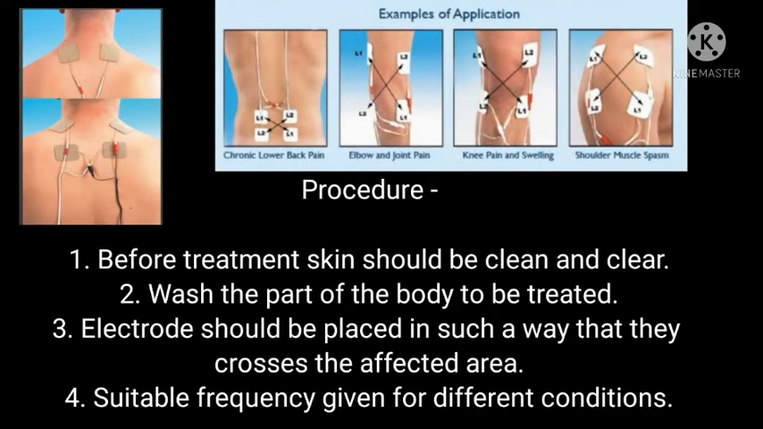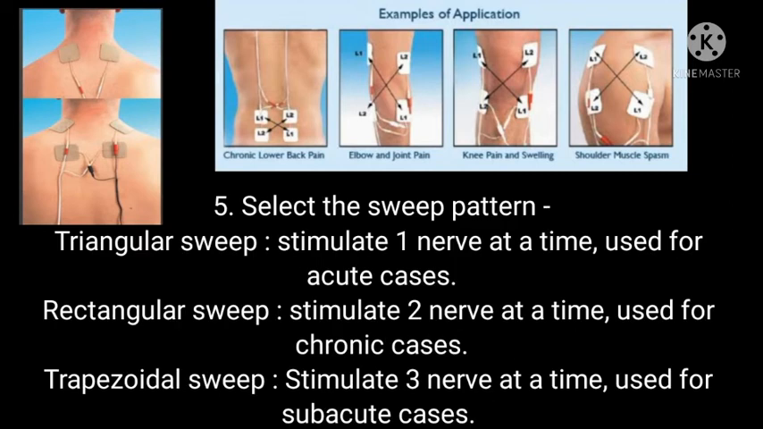Procedure. Before treatment, skin should be clean and clear. Wash the part of the body to be treated. Electrodes should be placed in such a way that they cross the affected area. Suitable frequency is given for different conditions. Select the sweep pattern. Triangular sweep: stimulates one nerve at a time, used for acute cases. Rectangular sweep: stimulates two nerves at a time, used for chronic cases. Trapezoidal sweep: stimulates three nerves at a time, used for subacute cases.